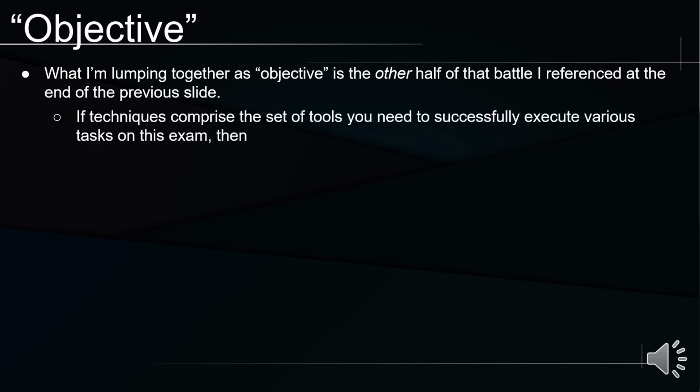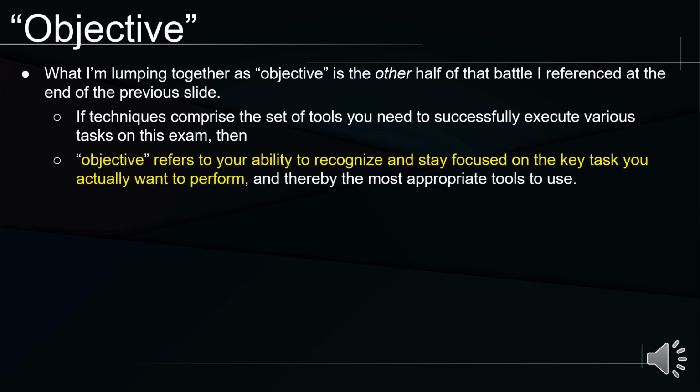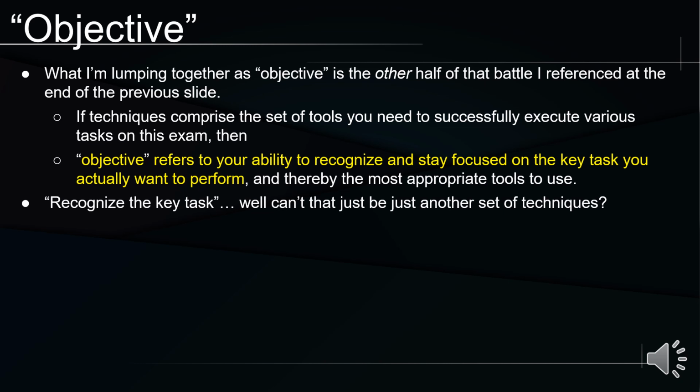So if techniques comprise the set of tools you need to successfully execute various tasks on this exam, then objective refers to your ability to recognize and stay focused on the key task you actually want to perform. And thereby, you'll be able to decide the most appropriate tools to use. Recognizing the key task. Well, arguably, can't that just be another set of techniques? Can't I teach you a technique to recognize the key task?